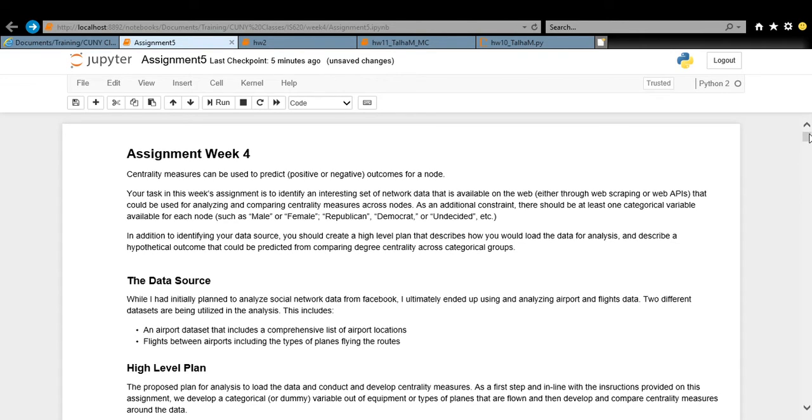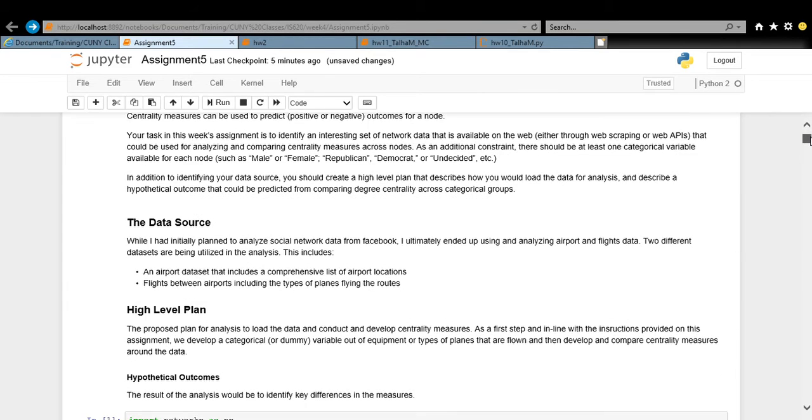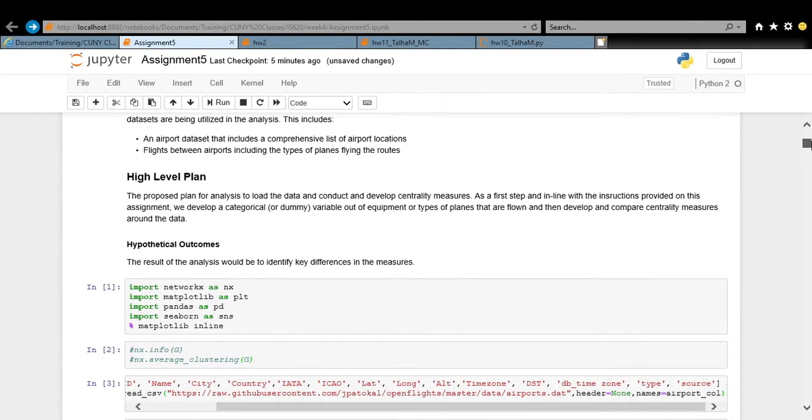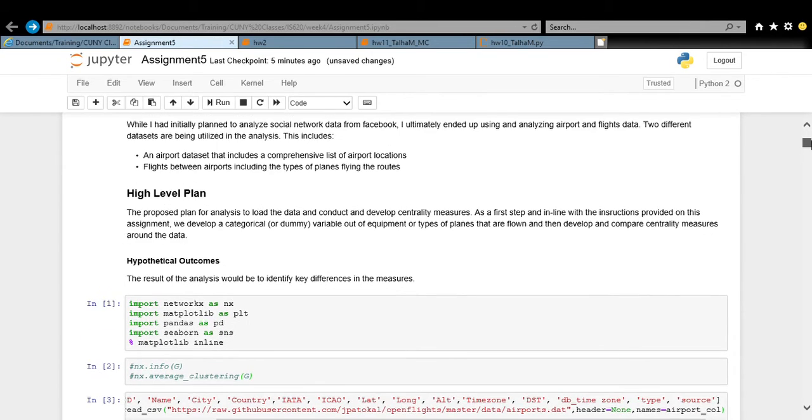Hello, I would like to present my project one that we developed. The analysis considers airports and airport locations and planes flying between the airports. I start off with a network.